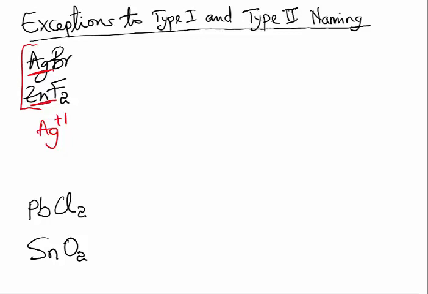And in the same way, compounds of zinc do not need to have the +2 in a parenthesis because zinc is always +2. So if we want to name these two compounds, although silver is a transition metal, we will not name it like a type 2 compound. We will name it like a type 1 compound, which means we would simply name it as silver bromide.